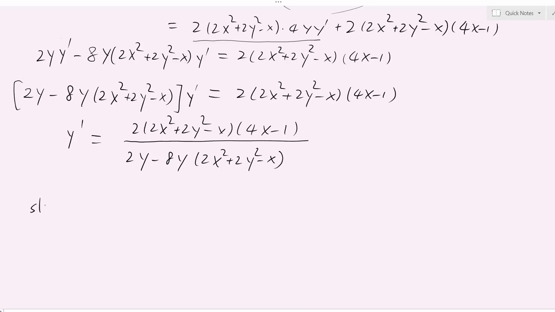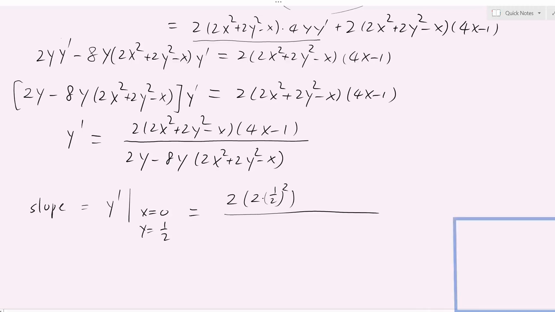Now, let's try to find the derivative. The slope we know. Slope is equal to y prime at the point x equal to 0 and y equal to 1/2, right? So we plug these values inside, and we see this is 2 times (1/2) squared, and that's it. That's the first term over here, and x is 0, so we have negative 1 over here. And then 2y is going to be 2 times 1/2, and minus 8 times y, and that's going to be 1/2.